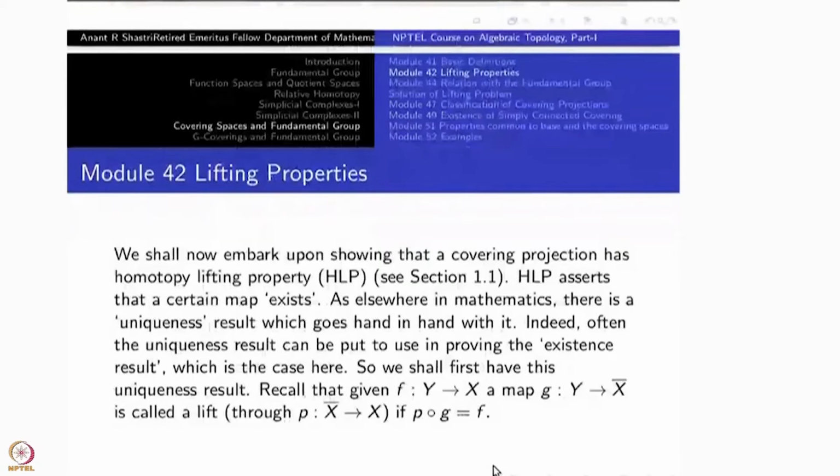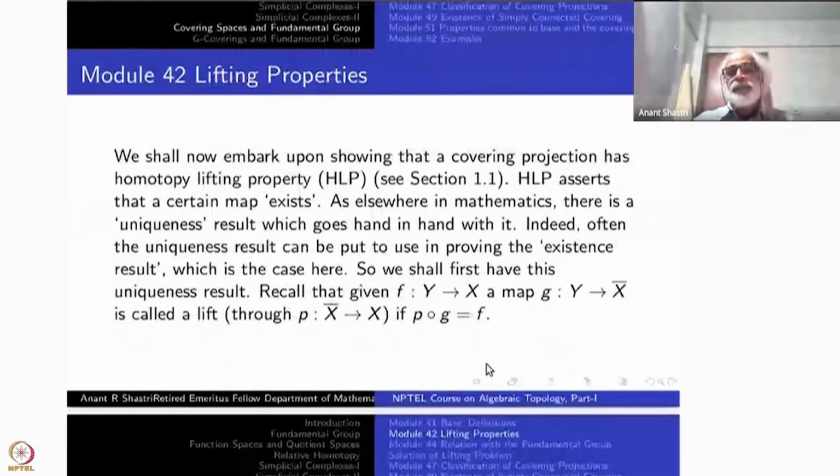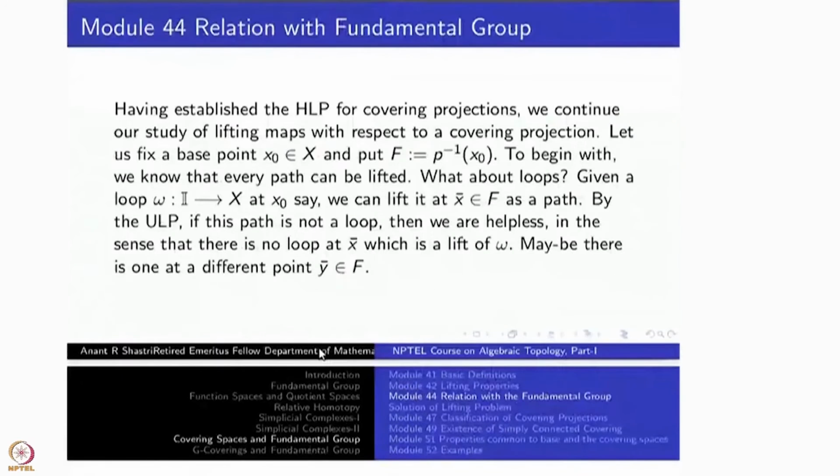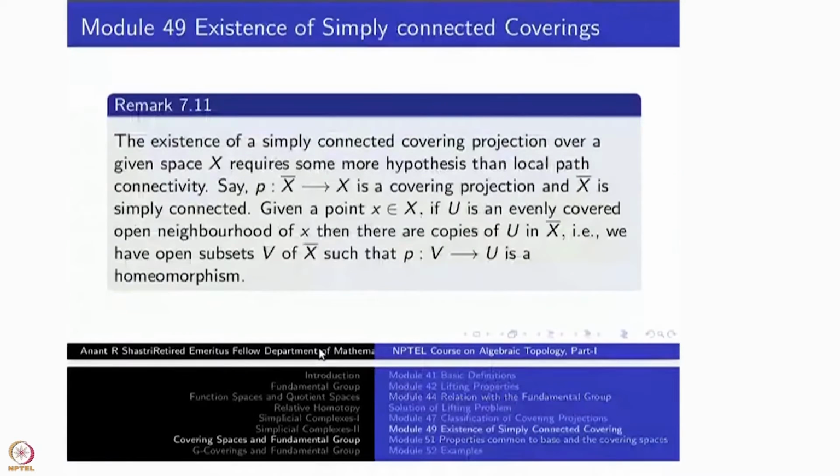So recall that if f from Y to X is a map, and g from Y to X bar is a lift of f through P, what does that mean? P composite g is f. That is the meaning of lifts. Now we are always concentrating upon the map X bar to X, and that is denoted by P.